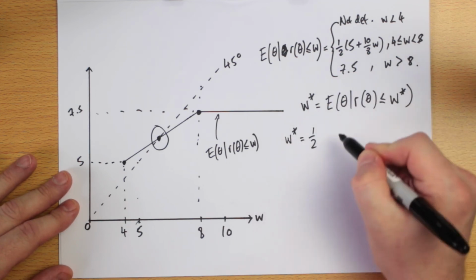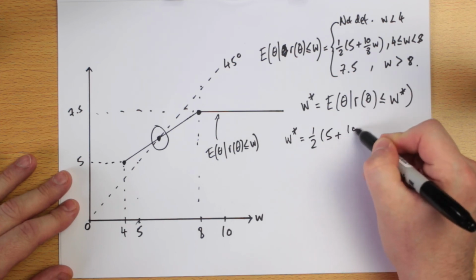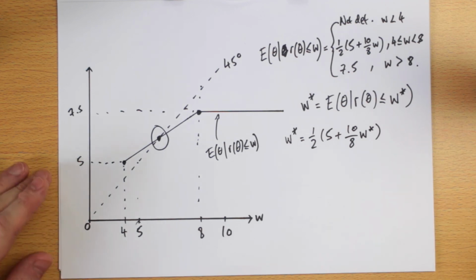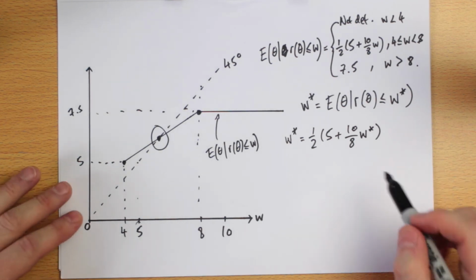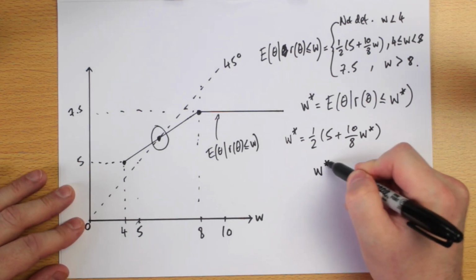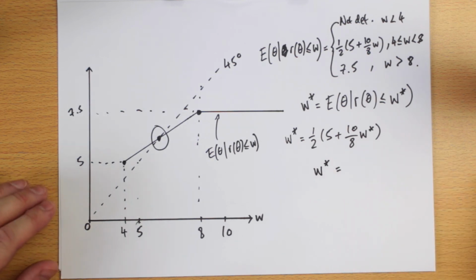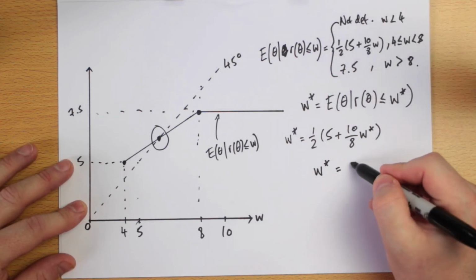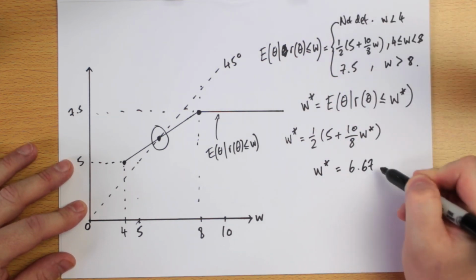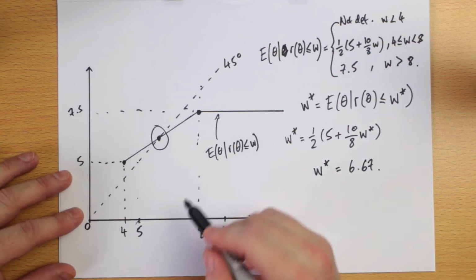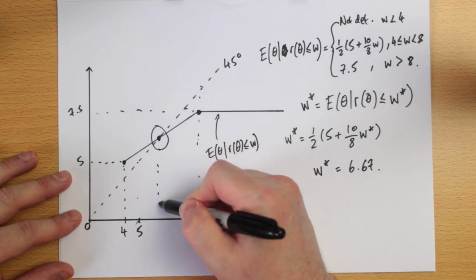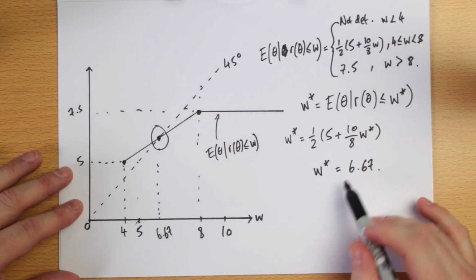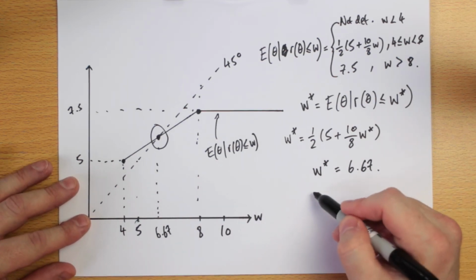W star is equal to 1/2 (5 plus 10/8 W star). I won't go through that in the video, but I will just jump to the solution and say that W star in this case is equal to 6.67, 6 2/3. Do a sanity check on your diagram, just make sure it looks about right and go, okay, that's good.